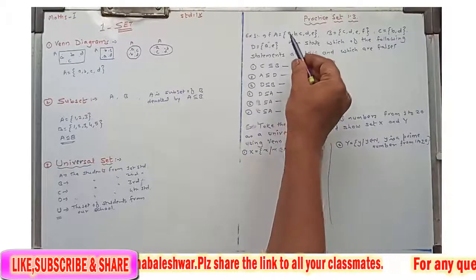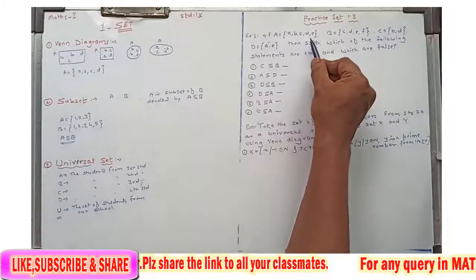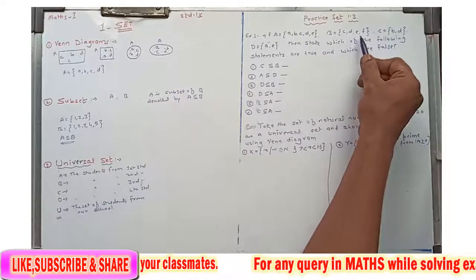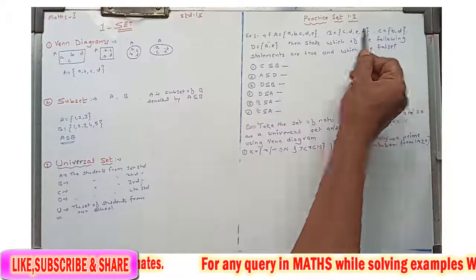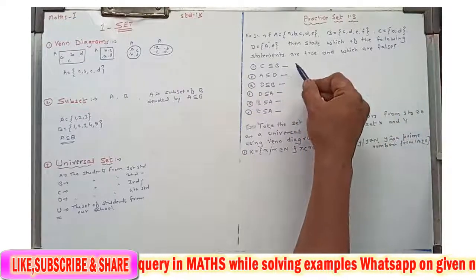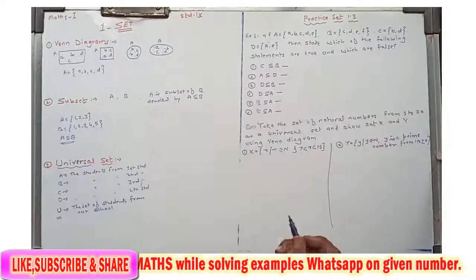Okay, so here the first example is: if A is equal to {A, B, C, D, E}, set A is given. Set B contains elements C, D, E, F. Set C contains elements B and D. Set D contains elements A and E. Then state which of the following statements are true and which are false.